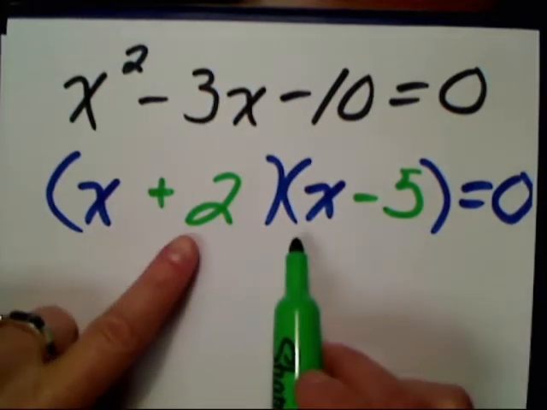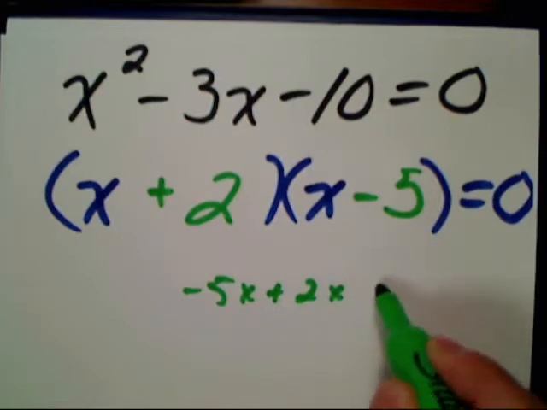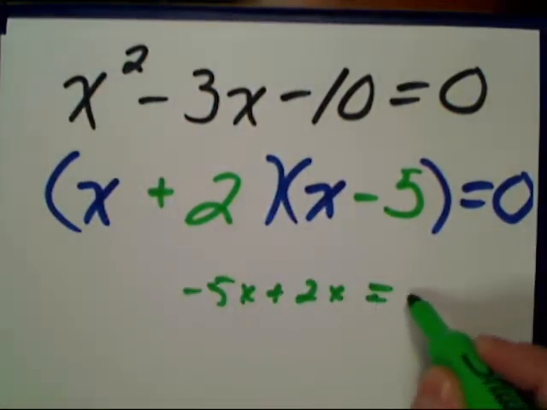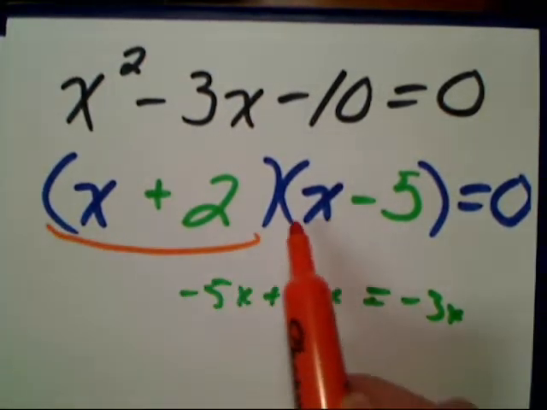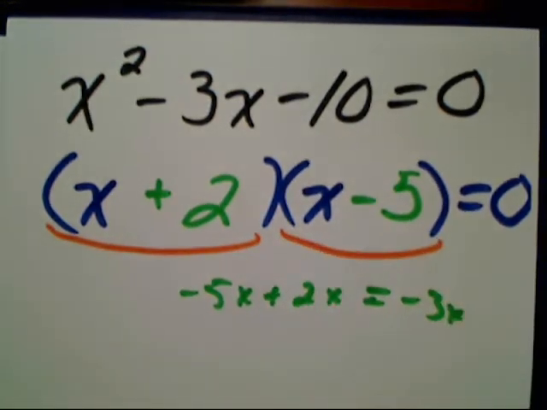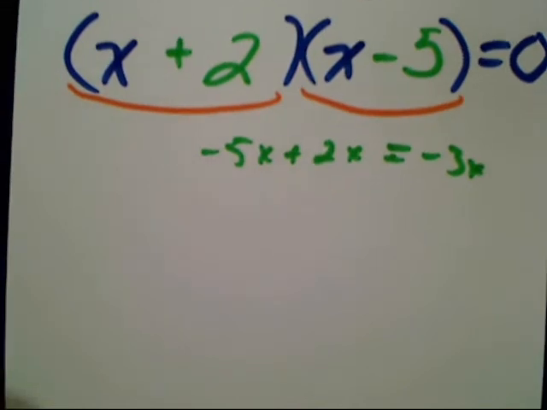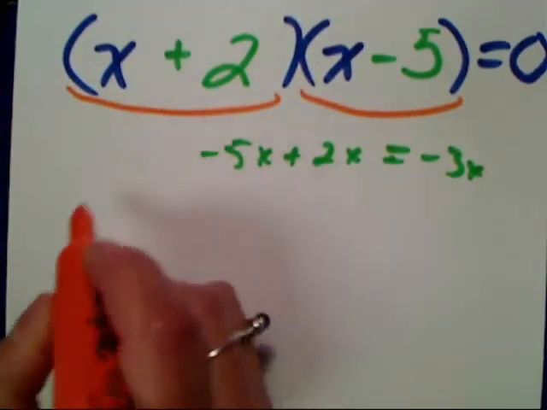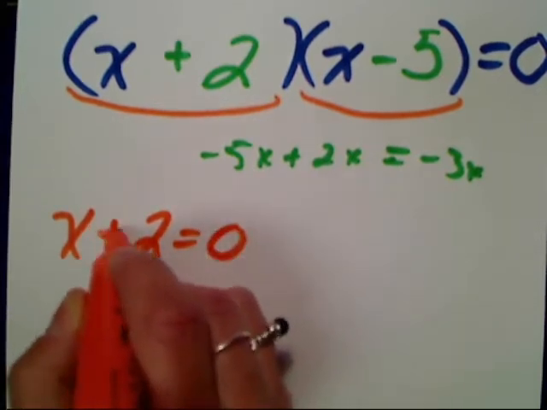-5x plus 2x is a -3x. Alright? So now I'm in factored form. Now I have one factor times another factor is equal to 0. That's my zero product property. So now we can do what we did in the last examples. Set the factors separately equal to 0 and solve.